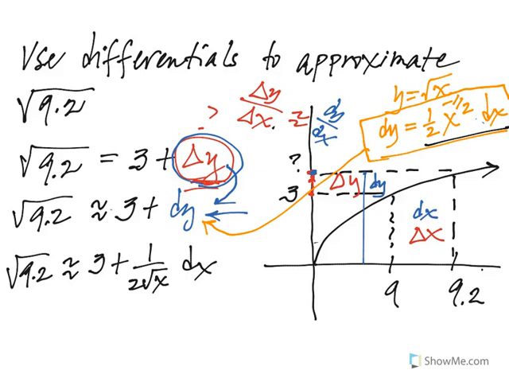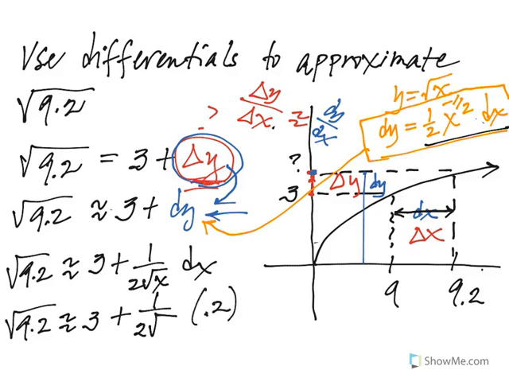All right, now you're almost finished. All you need to do is plug in some values here. So now I know that the square root of 9.2 is roughly equal to 3 plus 1 over 2 times the square root of x times dx. Now, we already know dx. That's the distance from here to here. So this is 0.2. And now the x value, I've got two x values. I've got 9 and 9.2. You want to use the one that you can actually square root, the one you know the value of, which is why I'm going to use 9 here.